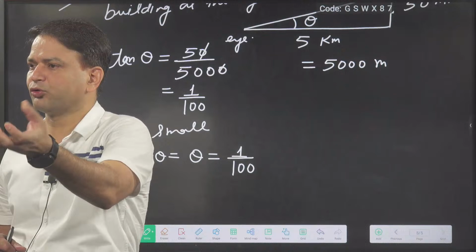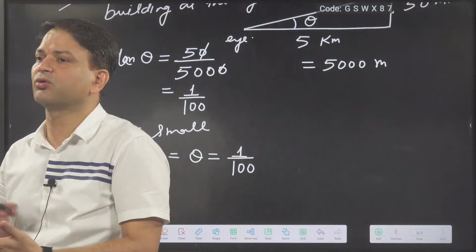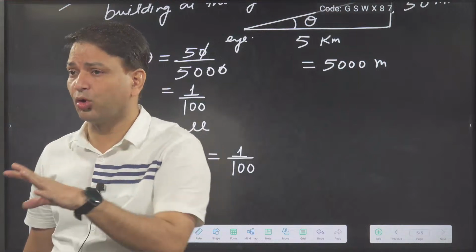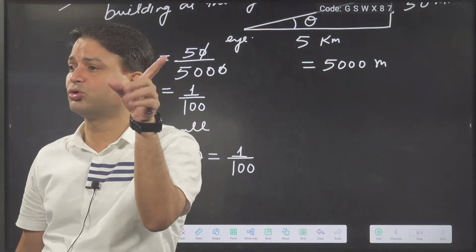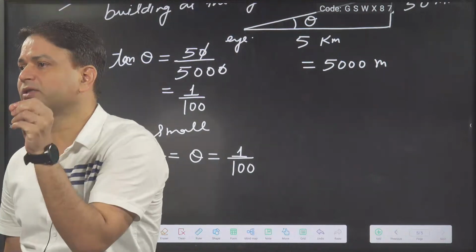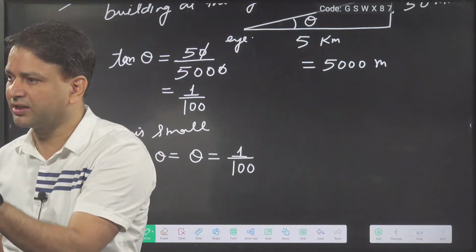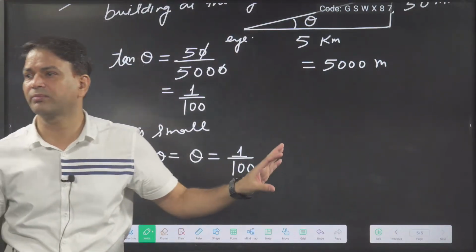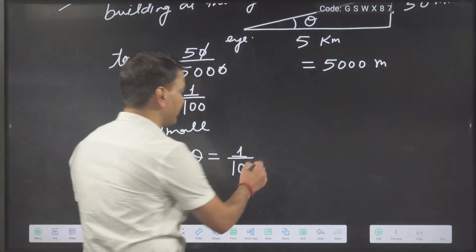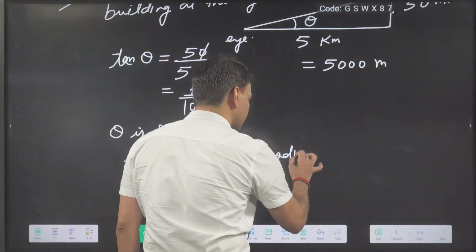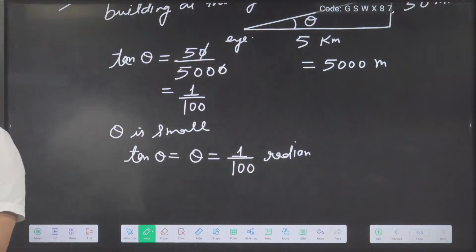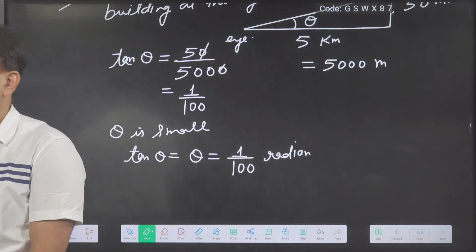Suppose you are getting tan theta is equal to 2 or 3, and you don't know the value. Then you will write tan inverse 2, tan inverse 3. But here we know that theta is small. For small theta, tan theta can be written as theta. So directly theta is 1 by 100. Which unit? That will be radian, because when we write theta only, the unit is radian. Did everybody get it or not?